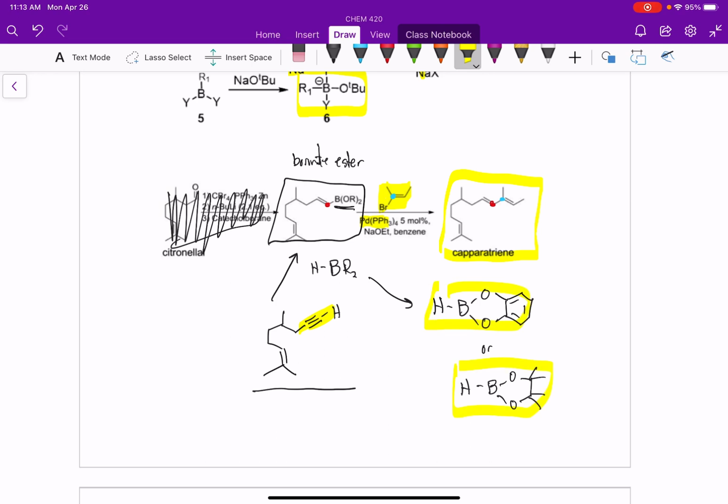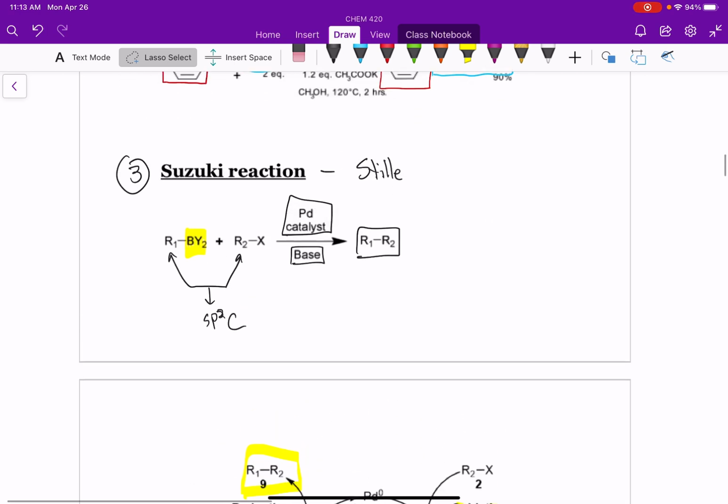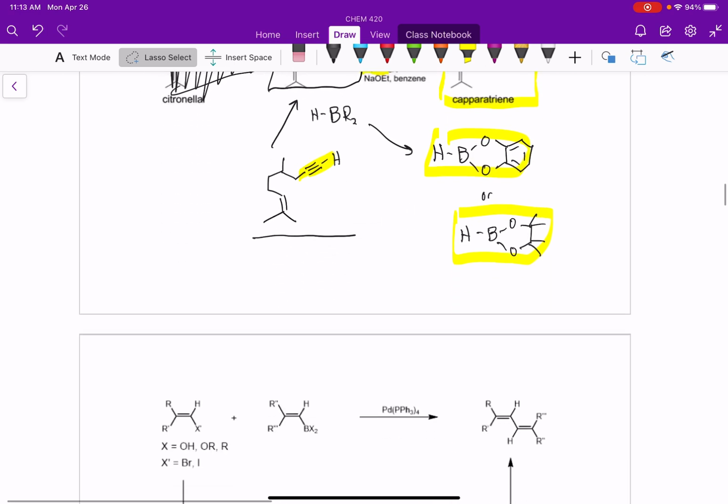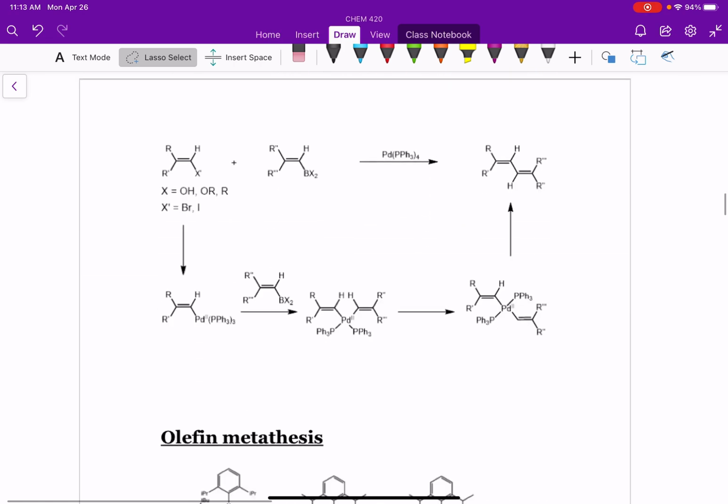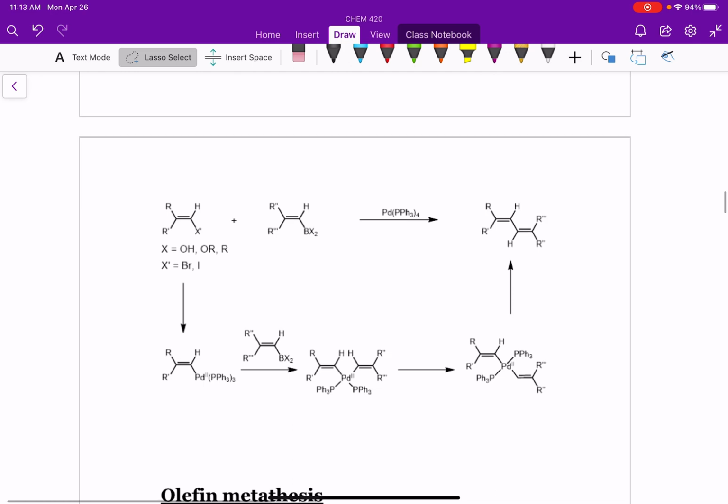Now there's a lot of different boronic acids and boronic esters that people use. There's hundreds and hundreds of them, so these are two of the most common. But really we're focusing on the coupling aspect of that. This is called the Suzuki reaction, very similar to the Stille reaction. And here's just another example kind of showing that here.